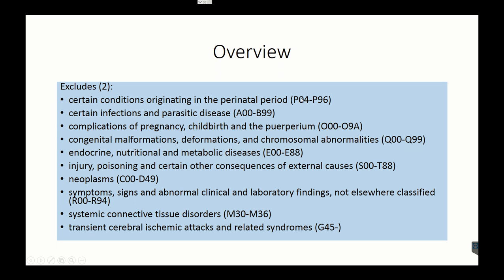And you can see these ranges of codes. You don't have to memorize this. The encoder has all of this in here. This is just an overview, so you kind of get to thinking about what the Excludes2 are for Chapter 9.